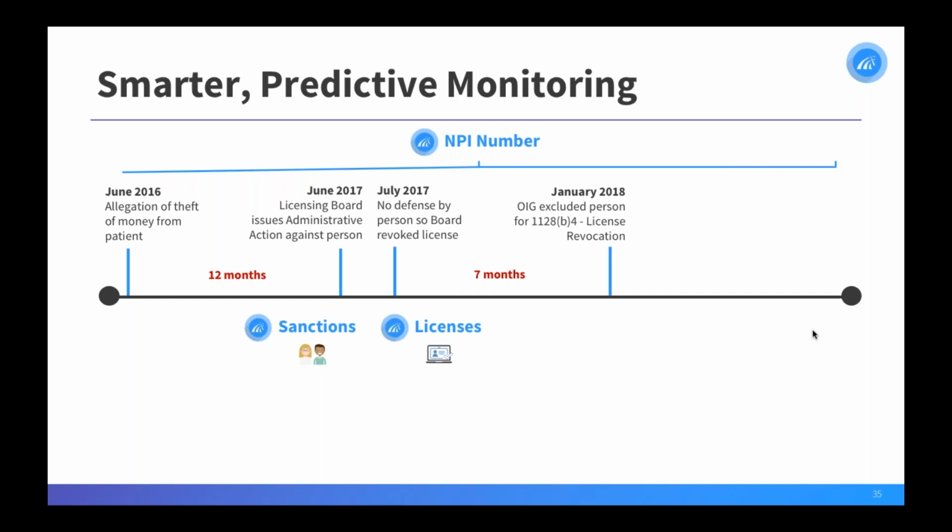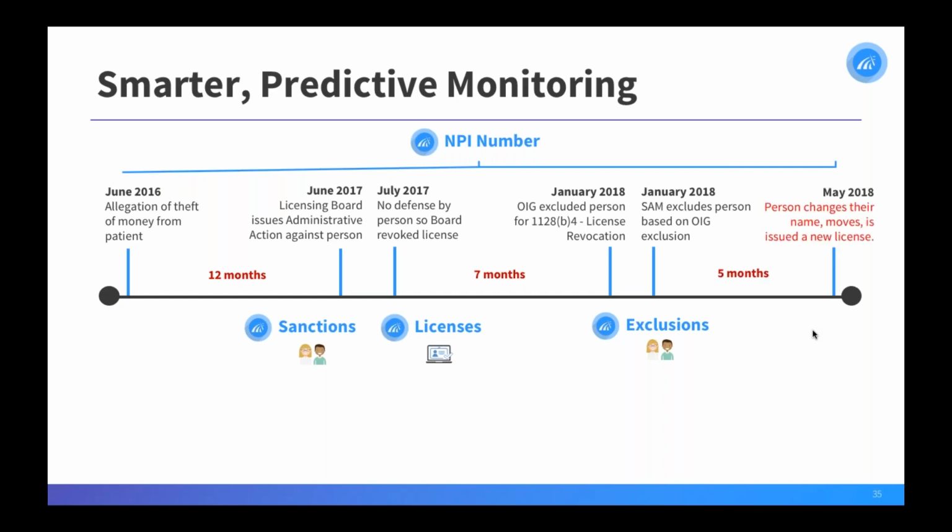7 months go by, and in January 2018, the OIG excludes the person because of their license revocation, right? It's an exclusion. So this is where you start to understand the difference between a sanction, a license, and an exclusion. In January of 2018, SAM excludes that person based on the OIG exclusion. So now there are multiple records of an exclusion on multiple sources.